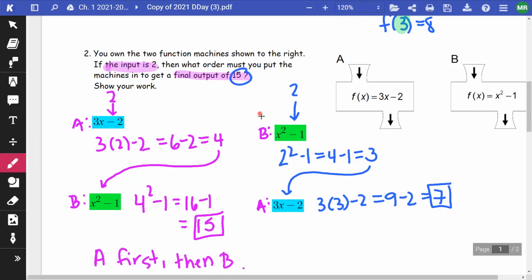And you didn't have to work both of them out because in my case, the first one I chose worked, but I want you to understand that if you didn't get it the first time, trying A first and then B, that's fine. Then try B and then A. That's all you would do. Okay.